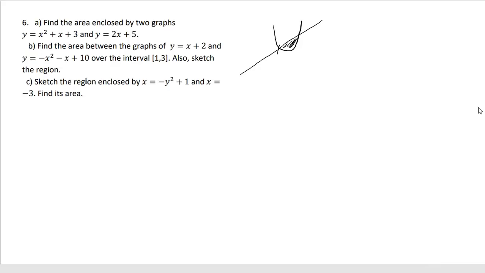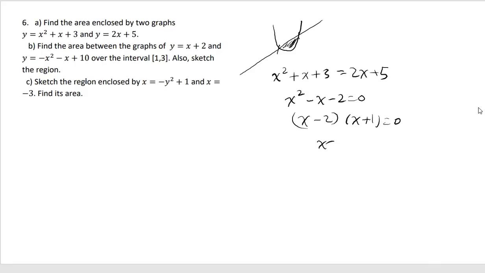We need to know when they meet. To do that, we have to set them equal to each other. So x squared plus x plus 3 equals 2x plus 5. Solve this by moving the 2x to the other side. We get x squared minus x minus 2 equals 0. So (x minus 2)(x plus 1) equals 0. That gives you x equals 2 and negative 1. So we know that x is negative 1 here, and over here x is 2.